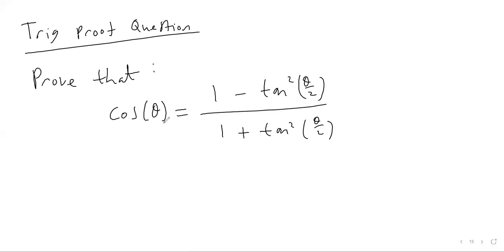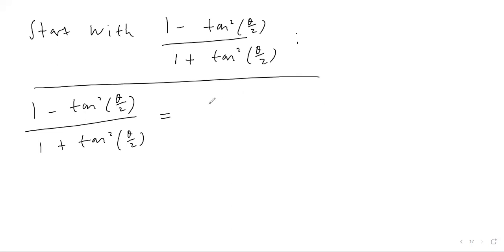So writing cos theta in terms of tan theta over 2, you get this formula here, and we're actually going to prove that this formula works. It's a very similar process to how we did the proof yesterday. So we're going to start with our right-hand side to prove this one: 1 minus tan squared theta over 2 divided by 1 plus tan squared theta over 2.